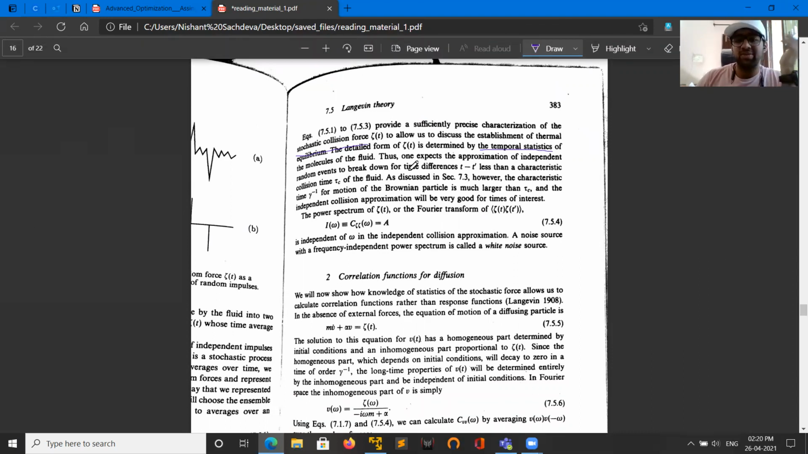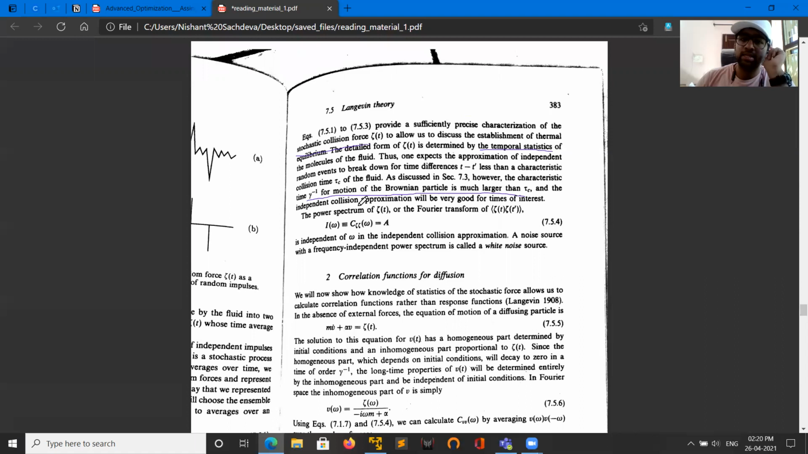As discussed in section 7.3, which I fear we did not do. There was no section 7.3. However, the characteristic time gamma inverse for motion of the Brownian particle is much larger than tau of t, and the independent collision approximation will be very good for times of interest. What they're saying is that the approximation can fail in certain cases, but for our case, it will work. Our parameters are nice enough.